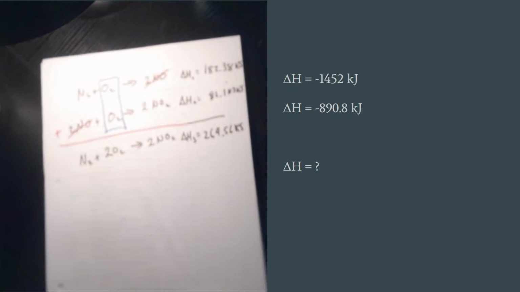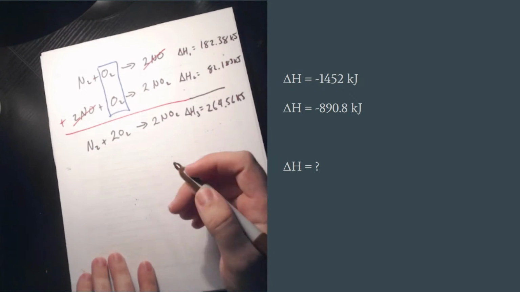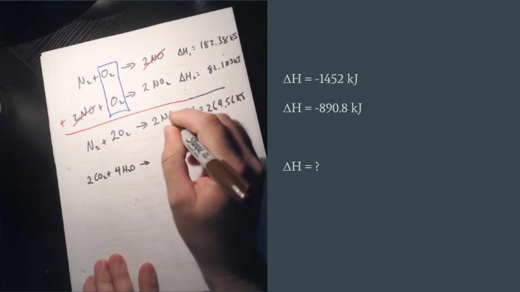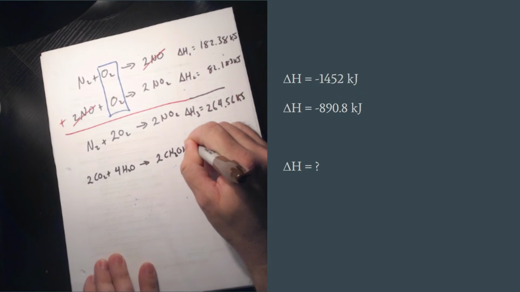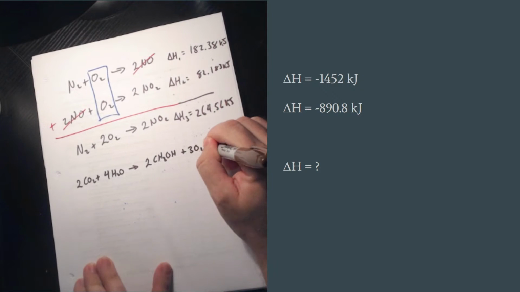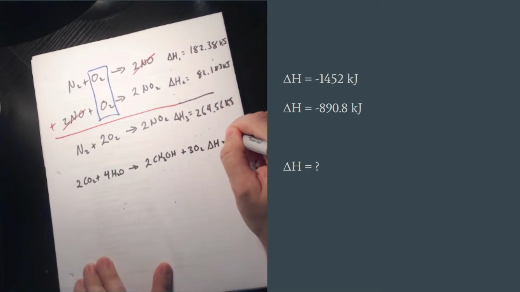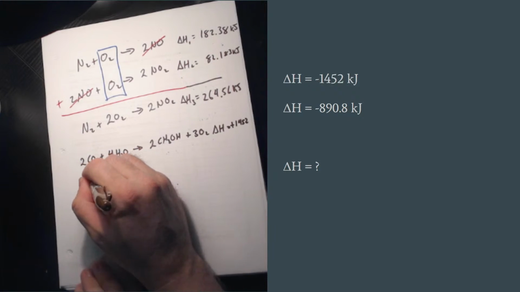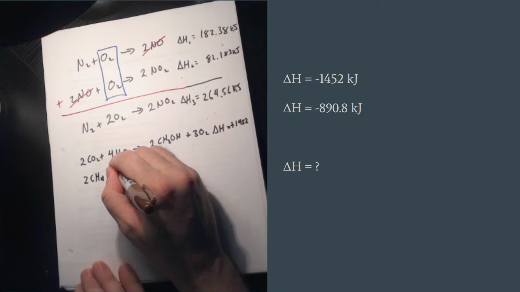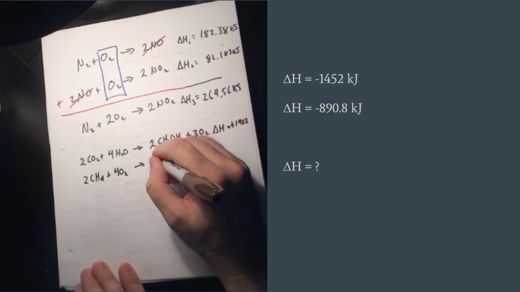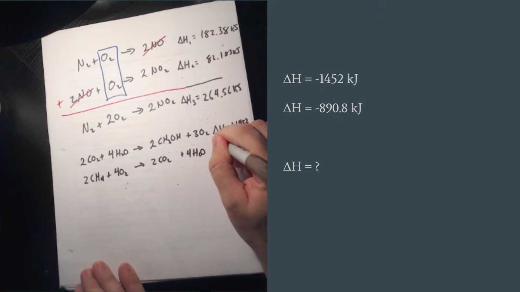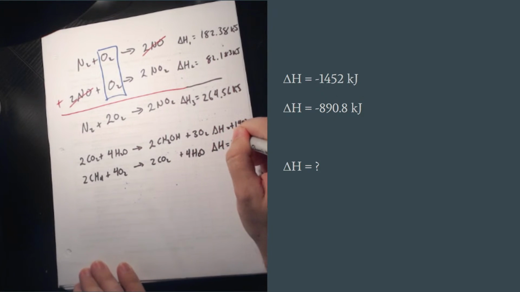So we had our methanol on the left, we need it on the right, so I'm going to flip the reaction. So 2CO2 plus 4H2O yields 2 methanol plus 3 oxygen, and the enthalpy change for that is now positive 1452. The other one, we're doubling the reaction, so 2CH4 plus 4 oxygen yields 2 CO2 plus 4 H2O. And now our enthalpy has doubled, so it's going to be negative 1681.6.